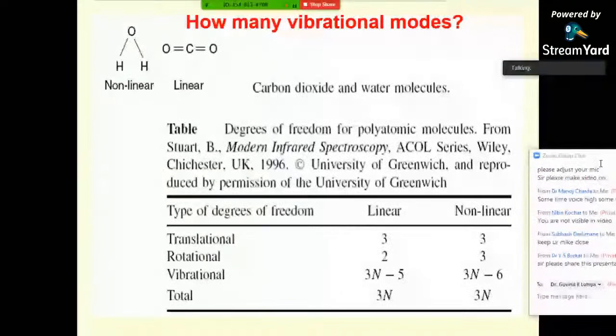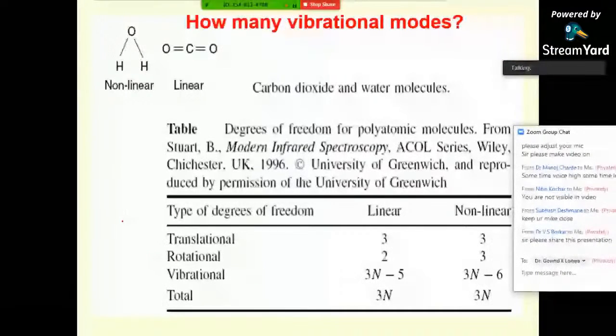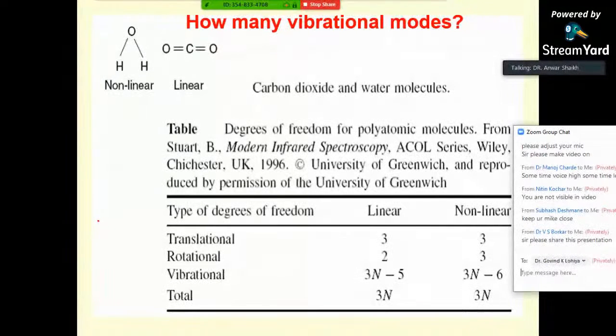Degree of freedom. Every molecule, every species, every matter in nature has 3 degrees of freedom. Whether that atom can translate from one place to another, whether that atom or molecule can rotate along an axis, maybe the x axis, y axis or z axis, and whether that molecule can vibrate. So these are the 3 degrees of freedom which any molecule possesses.